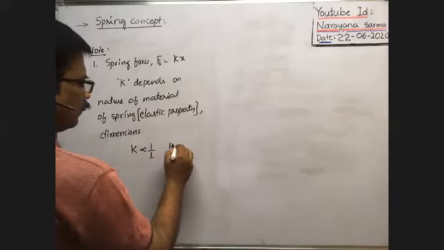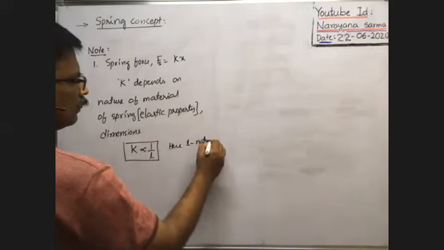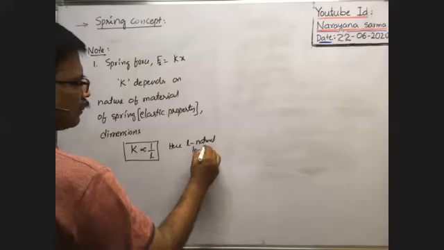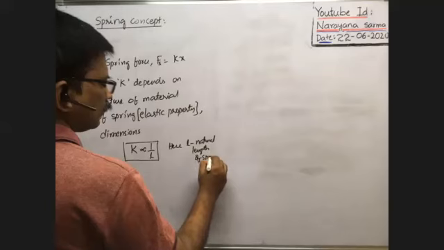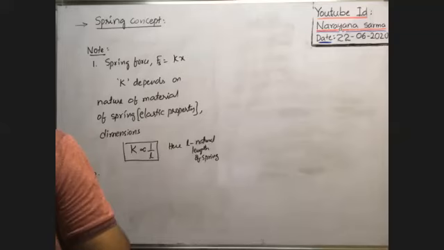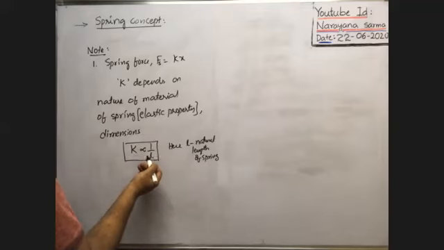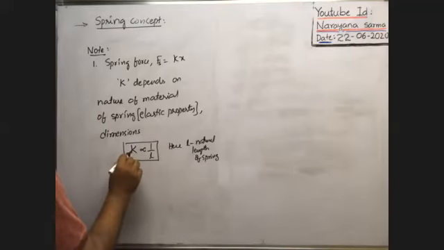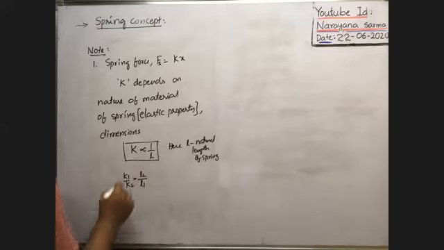Here L is the natural length, the natural length of the spring or unstretched length. Okay, now from this, suppose you are given two springs having different lengths and different spring constants. As spring constant is inversely proportional to length, we can write K1 by K2 is equal to L2 by L1. No? K1 by K2 is equal to L2 by L1 like this.